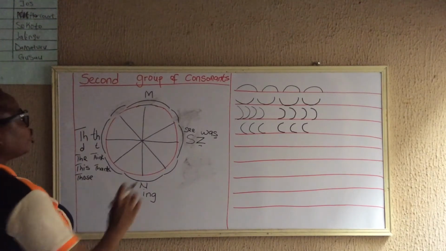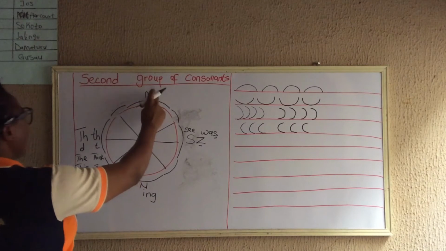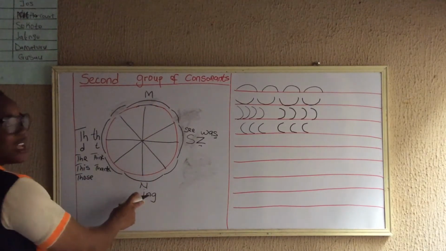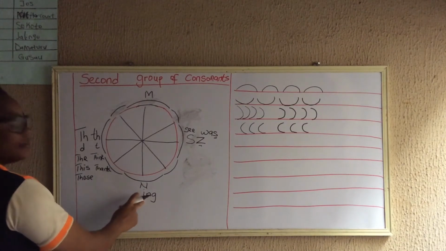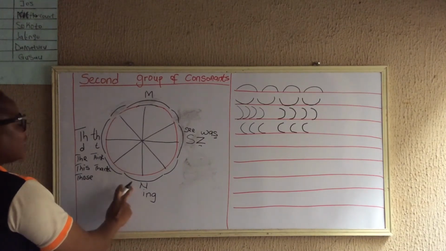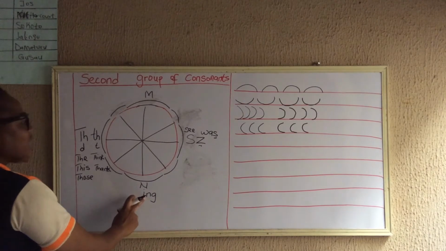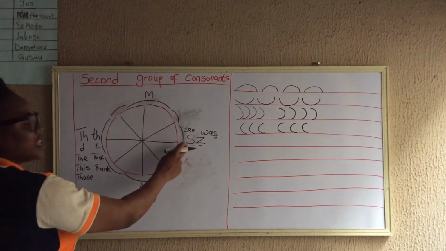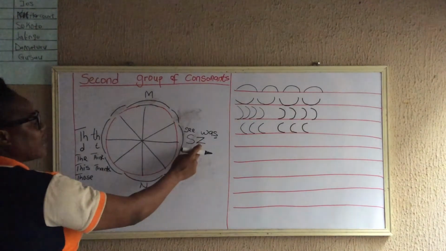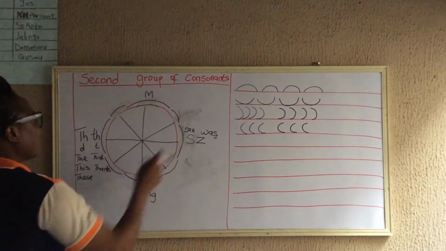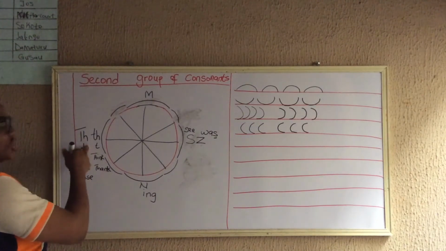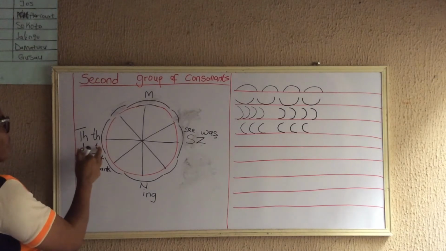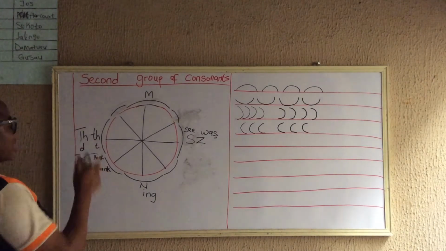So now I'm through with the M. M comes alone. N or ing comes in pair. N is light, ing is dark. S is light, while Z is dark. The TH for D is dark, while the one for T is light.